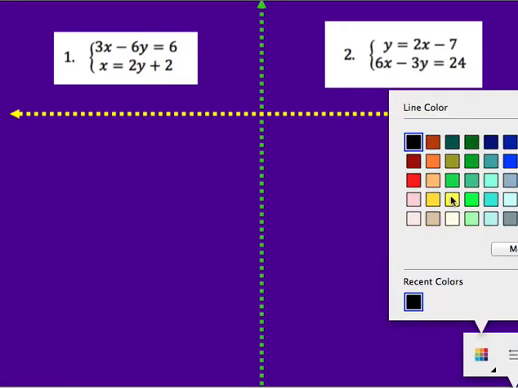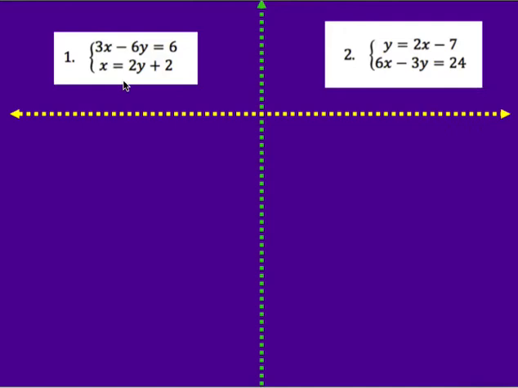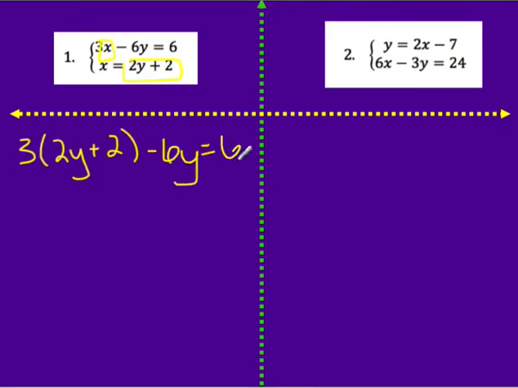So let's start by doing the substitution on number 1. I see that this is already solved for x. X is equal to 2y plus 2. So where I see x out here, I'm going to substitute it out. I'm going to take x out completely and put 2y plus 2 in the place of x. So then I end up getting this scenario right here.